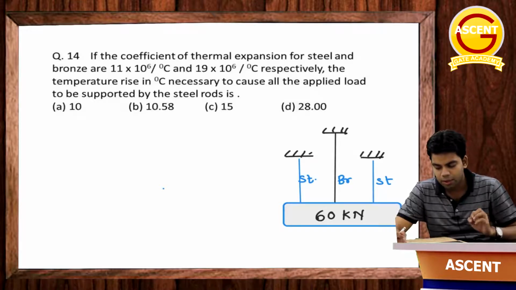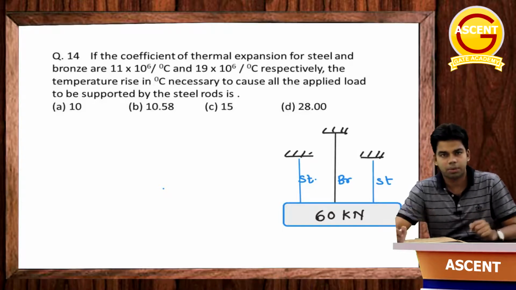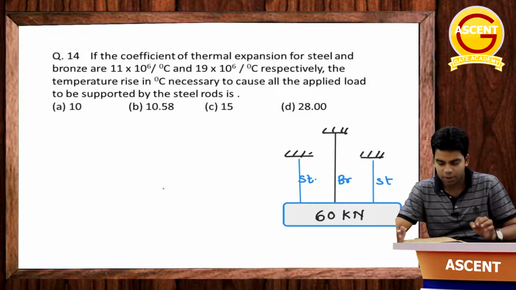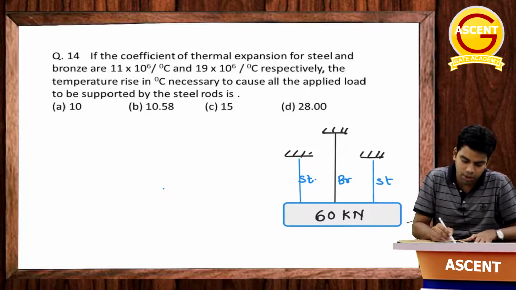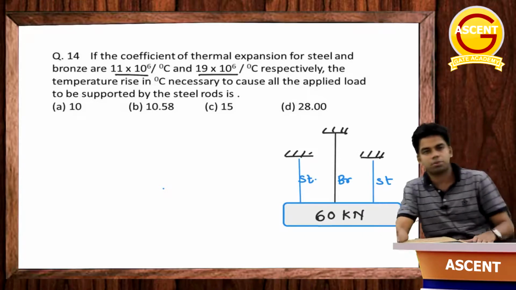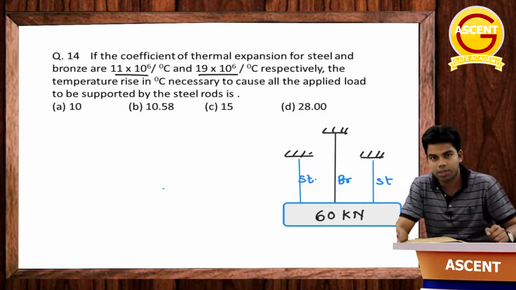Now we have to find the minimum temperature rise which is necessary such that the whole load should be supported by the steel rod. Now how is it possible? Just understand this question very carefully, how this is possible. As we know, alpha of steel is 11 and alpha of bronze is 19 into 10 raised to the power minus 6. That means alpha of bronze is more as compared to alpha of steel.